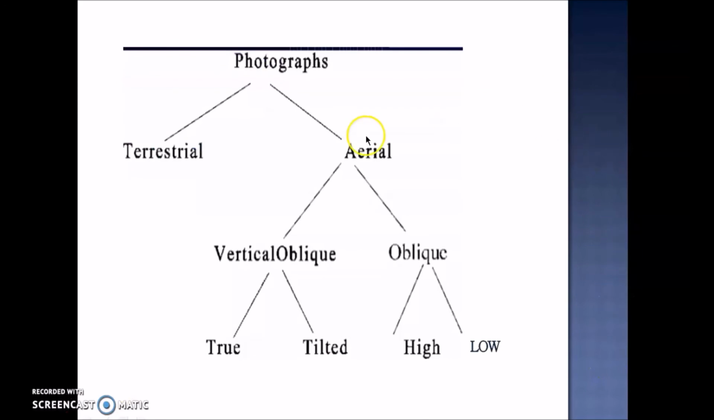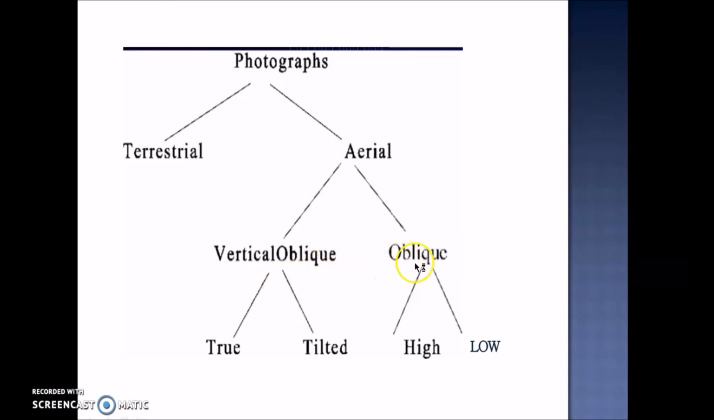Here we can see the photographs are mainly divided into terrestrial as well as aerial. Terrestrial is if we take a photograph from close range, as in terrestrial photogrammetry, those photographs are called terrestrial photographs. That means the photographs which are captured from the ground itself. If the photographs are captured from an aerial view, that is from aircraft or space, then we call them aerial photographs.